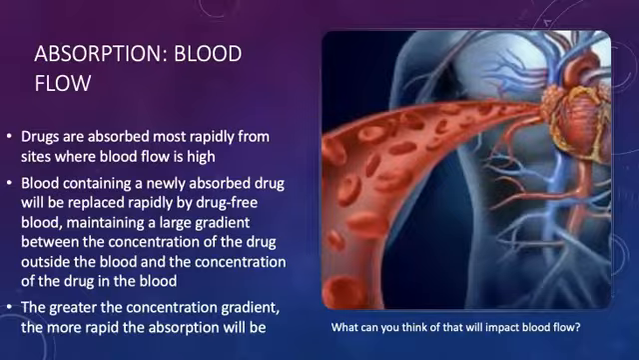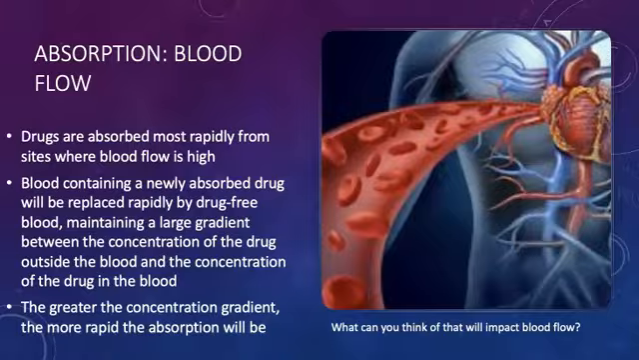So blood containing a newly absorbed drug will be replaced rapidly by drug-free blood, which makes sense, right? As the blood flow comes by that area, there's a gradient where you have a new drug being absorbed, and then empty blood, really, where the drugs are not present. So the drugs are going to be rapidly absorbed into the bloodstream.